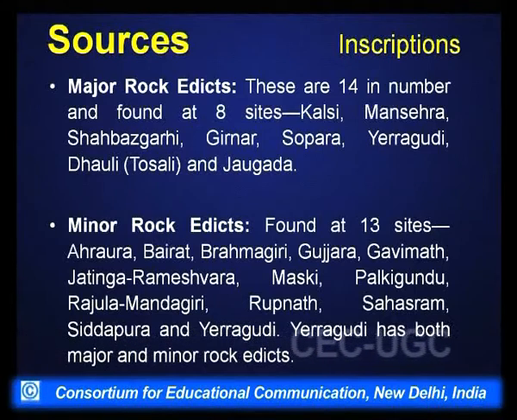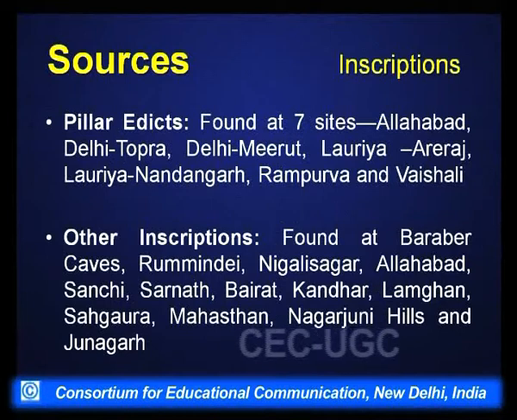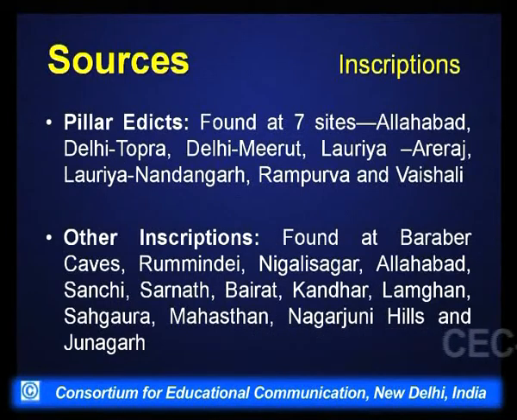Then another category of inscriptions or edicts is minor rock edicts, which have been found at 13 sites, and again the sites are Ahraura, Bairat, Brahmagiri, Gujjara, Gavimath, Jatinga Rameshwar, Maski, Palkigundu, Rajula Mandagiri, Rupnath, Sahasaram, Siddapur, and Yerragudi. Now, here it is interesting to see that Yerragudi has both minor and major rock edicts. So, this is one aspect that is quite interesting to see.